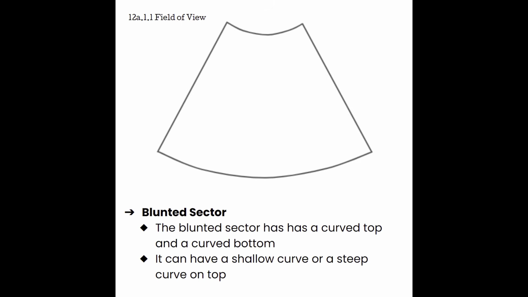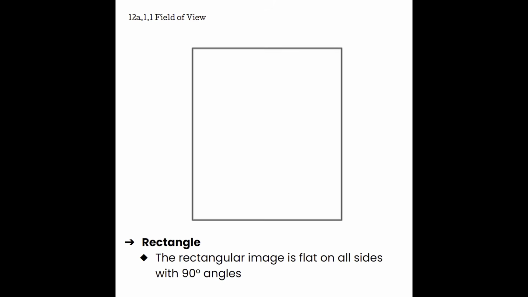We also have something called a blunted sector. The blunted sector is going to have a curved top and a curved bottom. That curved top is due to the type of transducer that we are using. You'll notice that the top of the image matches up with the type of transducer that you're using. We have some transducers that create a very shallow curve on top, and we have some that are going to create a very steep curve on top. We also have a rectangular field of view. This is going to be where the image is flat on all sides with 90-degree angles.